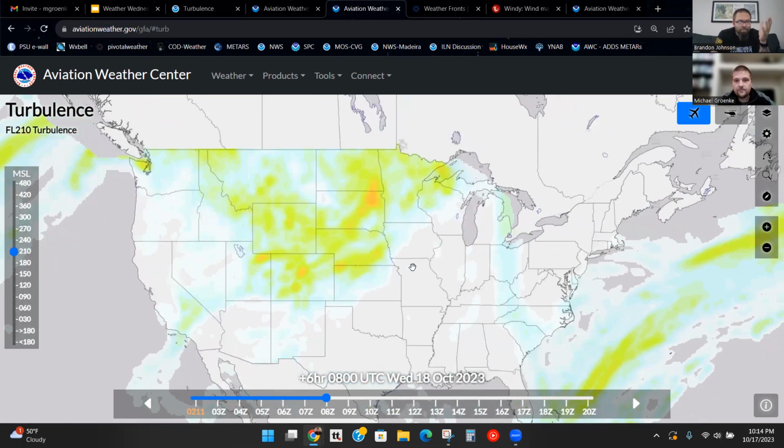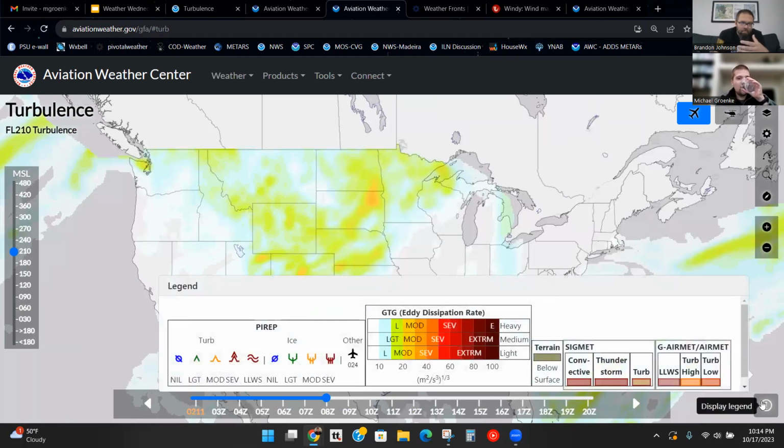And here I am just stuttering all over the place. The orange is the, I was trying to see the key, but I didn't know where it was. There it is. Okay, the darker the orange, the worse it is.